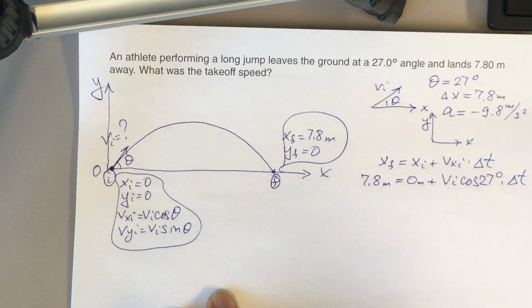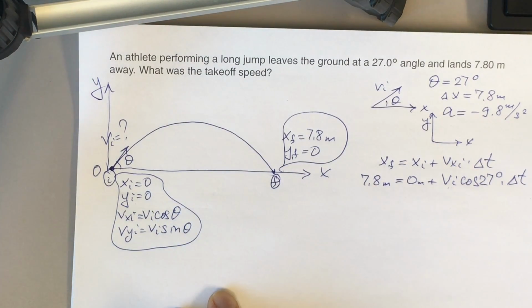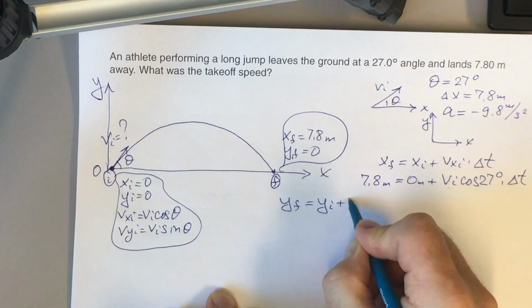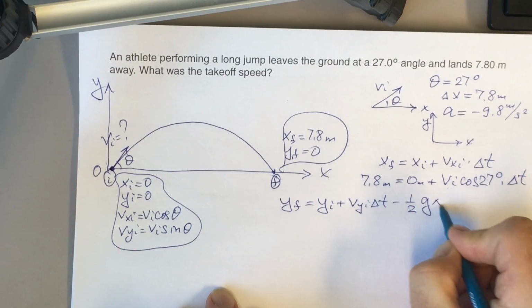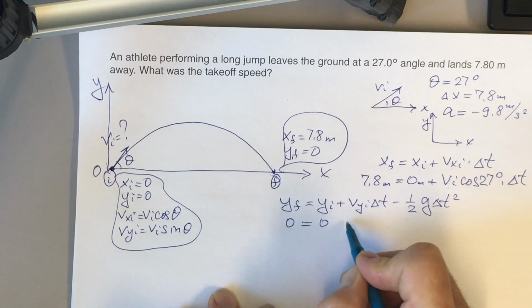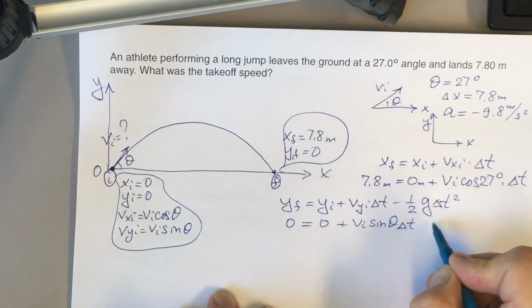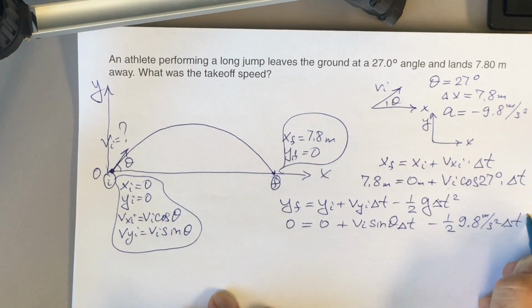And what equation do we have to pick from the vertical motion? Because we have y final and y initial, we can grab the equation which has y final, y initial, vy initial, and delta t. The general equation looks like y final equals y initial plus vy initial delta t minus 1/2 g delta t squared. If you plug in your data, you will have 0 equals 0 plus v initial sine theta delta t minus 1/2 times 9.8 meters per second squared delta t squared.